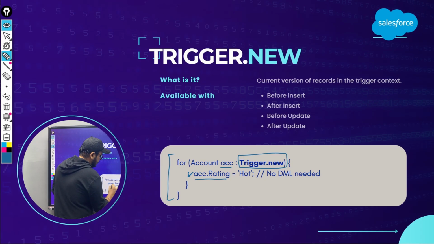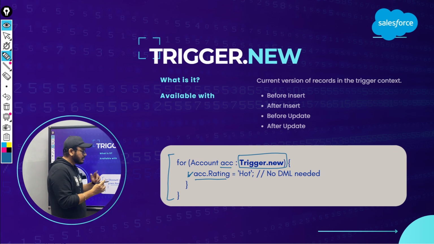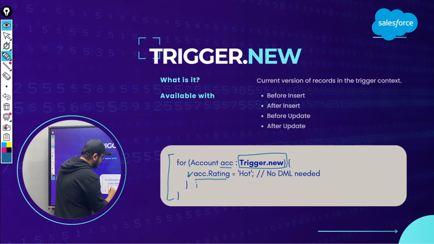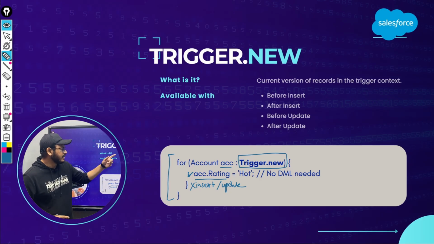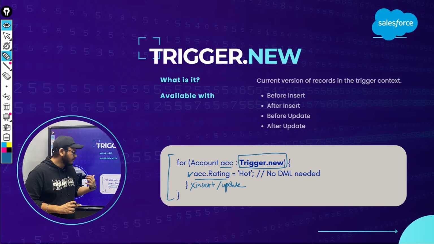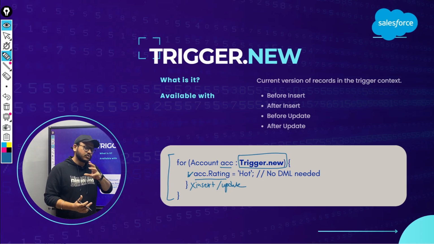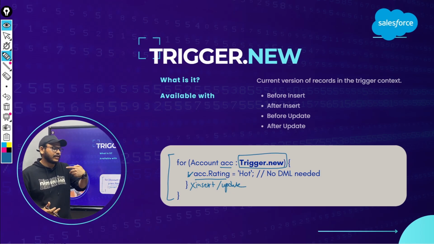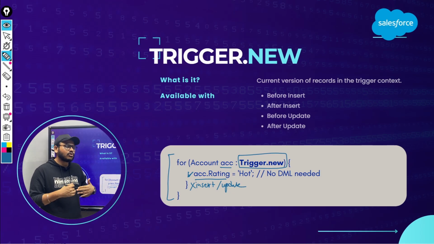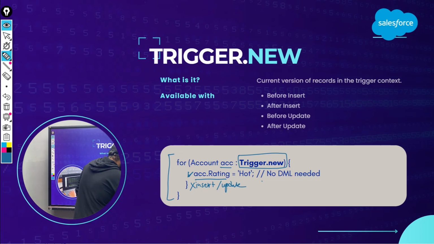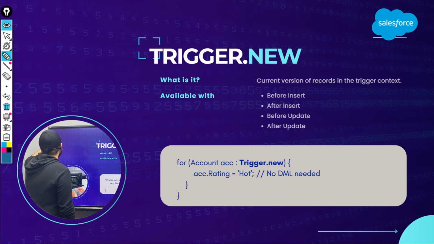You just say, ACC.rating is equal to this. You do not need a DML statement after this. After this, you don't have to write an insert or an update statement. Not required. In case of an insert or update event, if you're using Trigger.new and you have updated the value in Trigger.new, because Trigger.new is already the value before the record gets saved, anyhow the record is going to get saved. You have set the value before the save, so you do not need to write additional DML statements. No additional DML required. So that's about our Trigger.new.